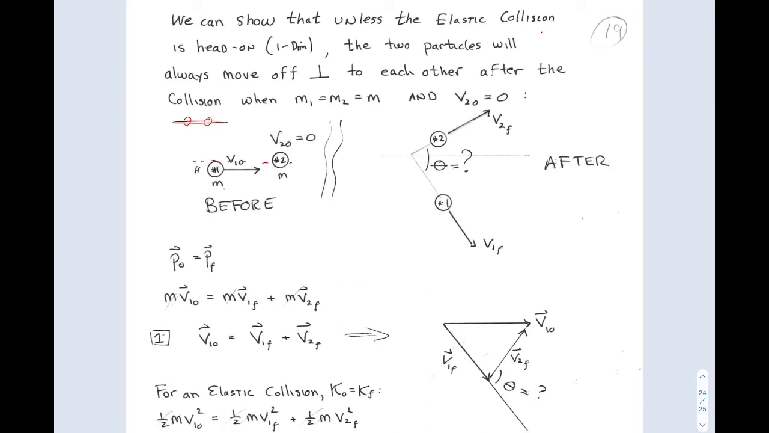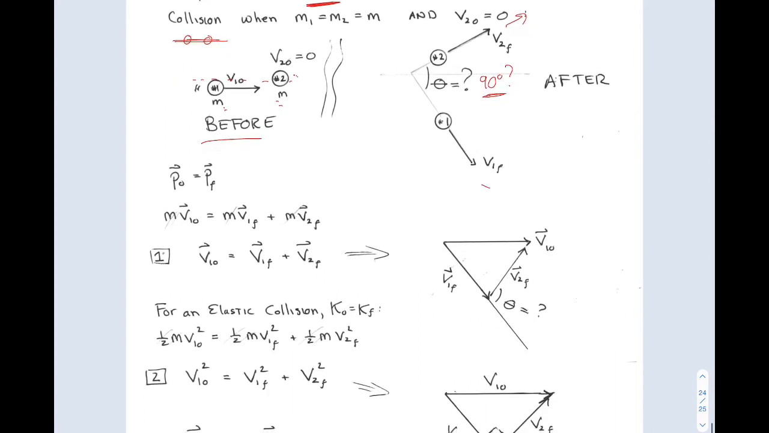Here, when they're off axis, if the masses are the same and number 2 is at rest, they're always going to go off at a 90-degree angle. So we can show that unless the collision is elastic and head-on, the two particles are always going to move off perpendicular to each other, when the masses are the same and number 2 is initially at rest. So here's my before picture, and here's my after picture. Number 2 goes off up there. Number 1 goes down that way, and we want to show they go off at right angles.